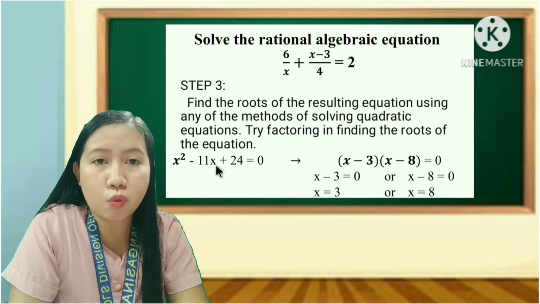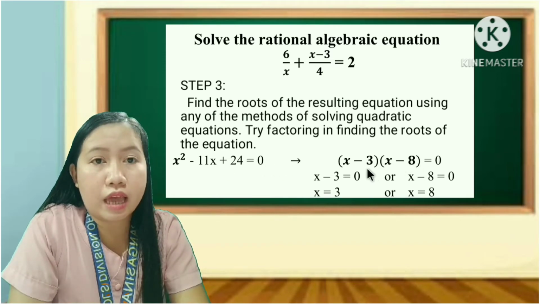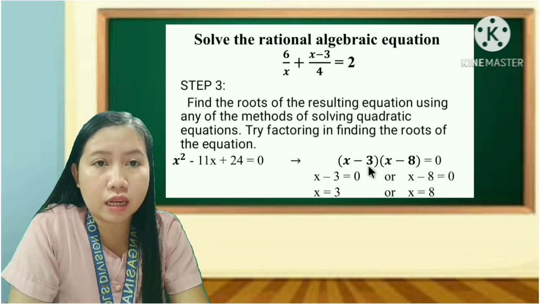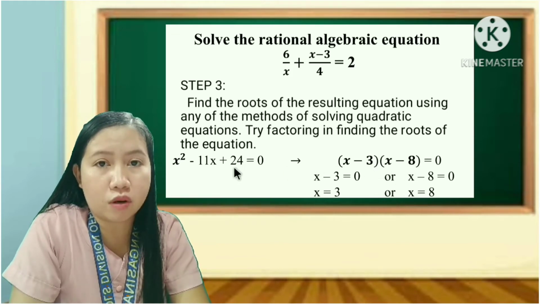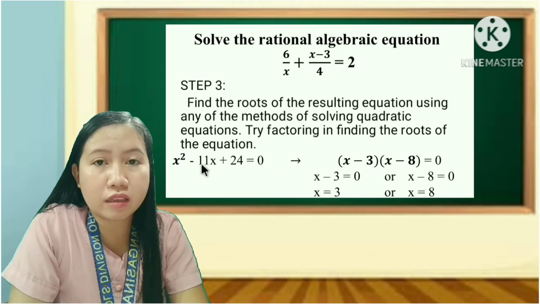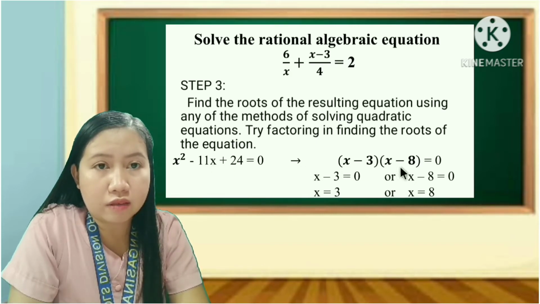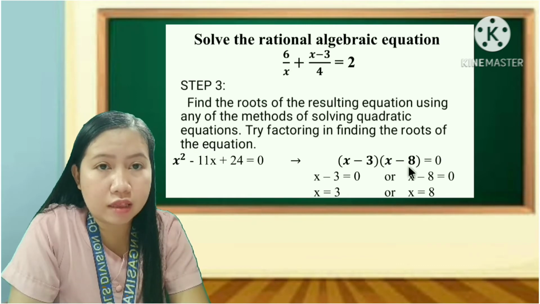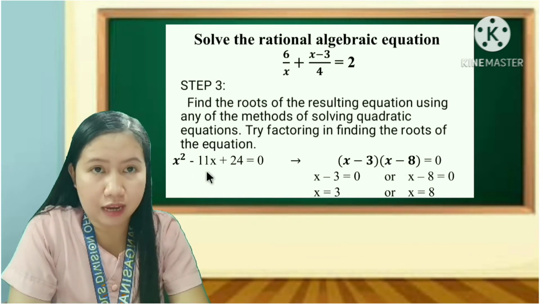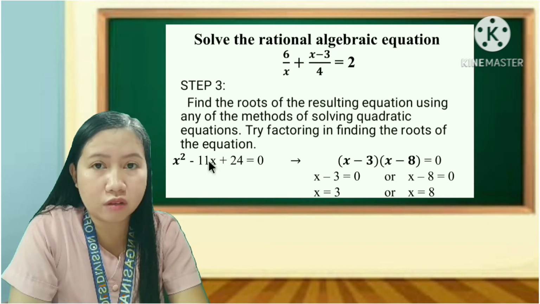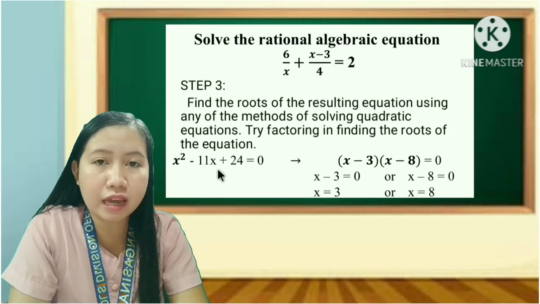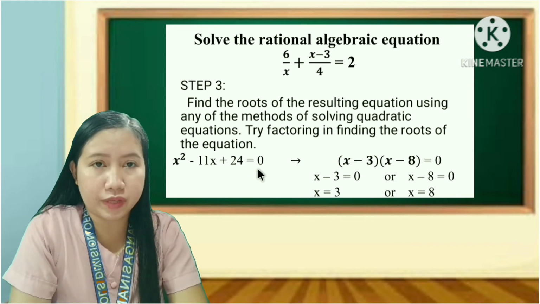Okay, so the closest one is the factors 8 and 3. So if we multiply 3 times 8, that is 24. So in order to get this negative 11x, we just put negative as the operation of the two. So if we add negative 3 plus negative 8, the answer is negative 11x. So these will be now the factors of x squared minus 11x plus 24 is equal to 0.